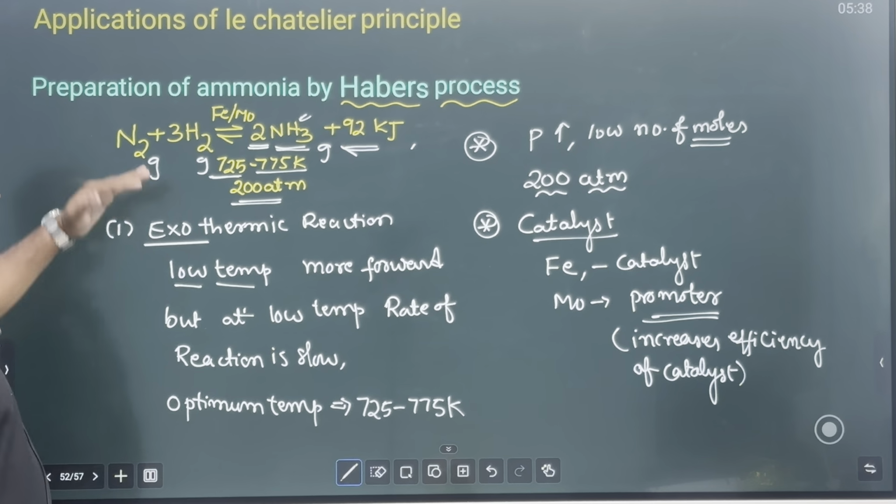Okay. Next, let us see the industrial synthesis of sulfur trioxide, SO3 gas. This preparation is also known as the contact process. In the preparation of SO3, 2 moles of SO2 and 1 mole of O2 give rise to 2 moles of SO3, and here heat energy is going to be released. Here also, like the preparation of ammonia, heat energy is released, which means it is an exothermic reaction.